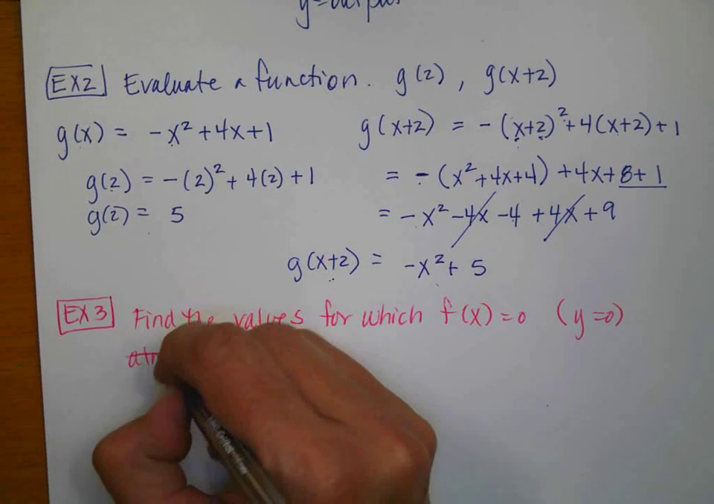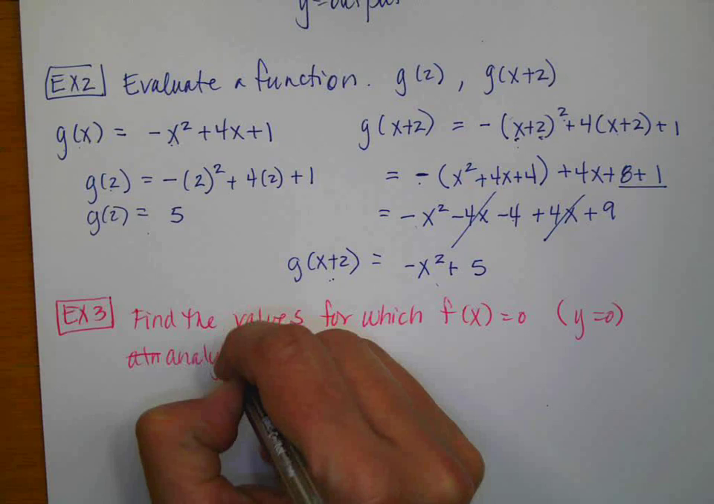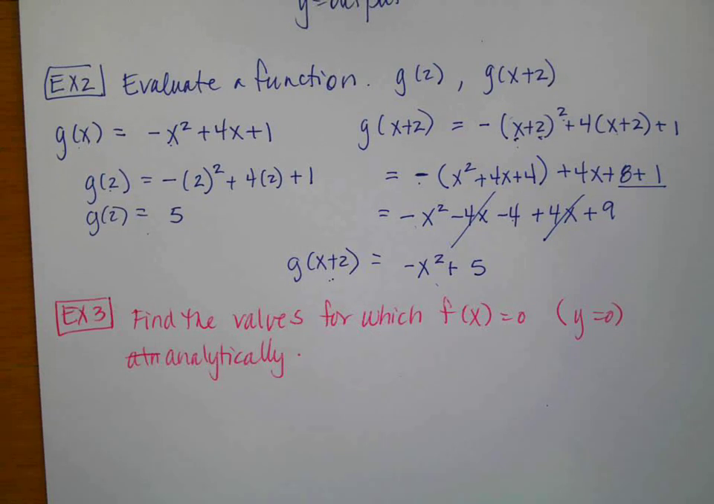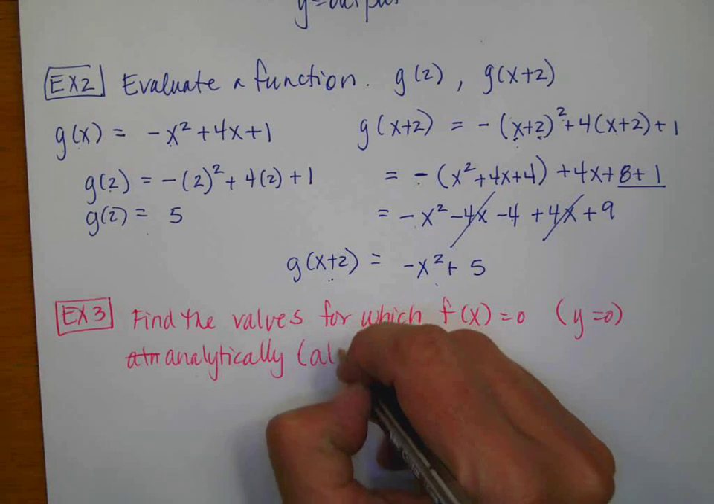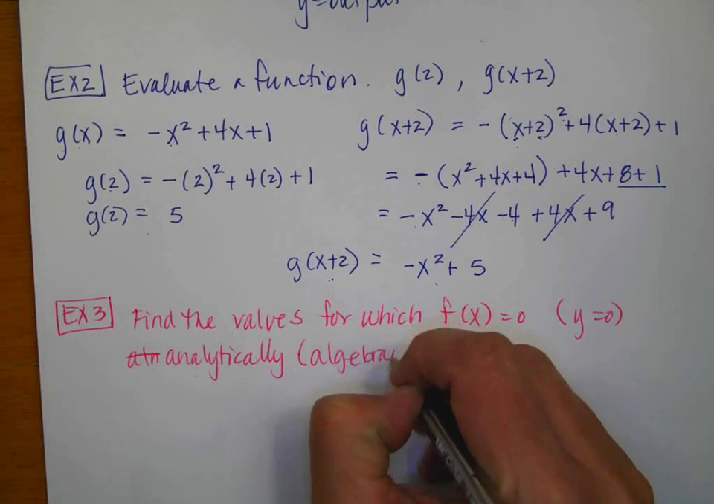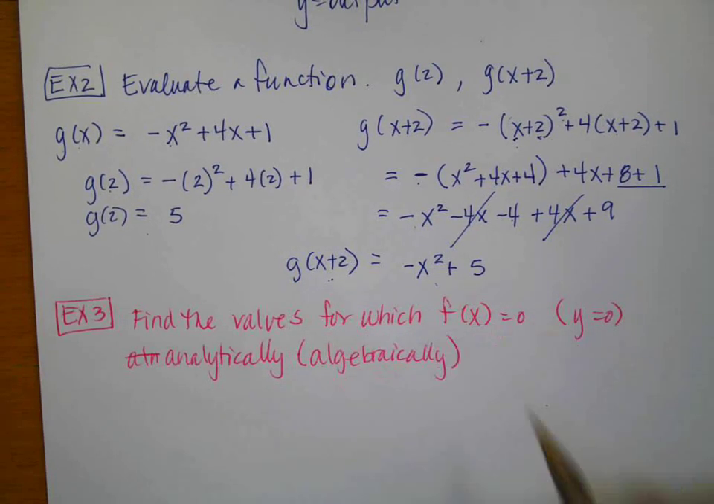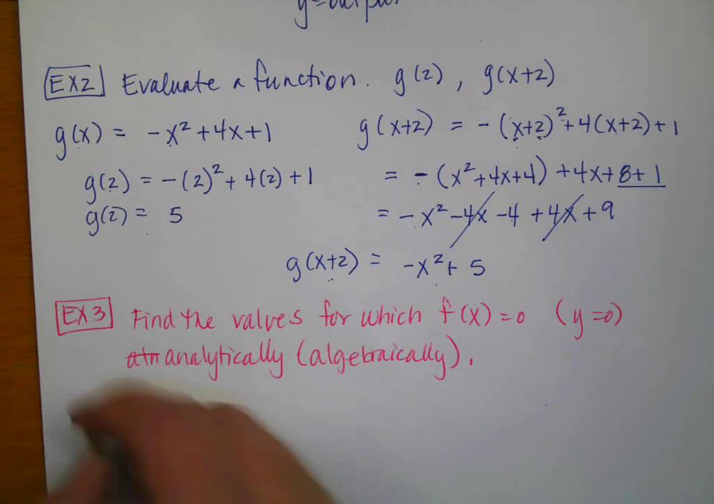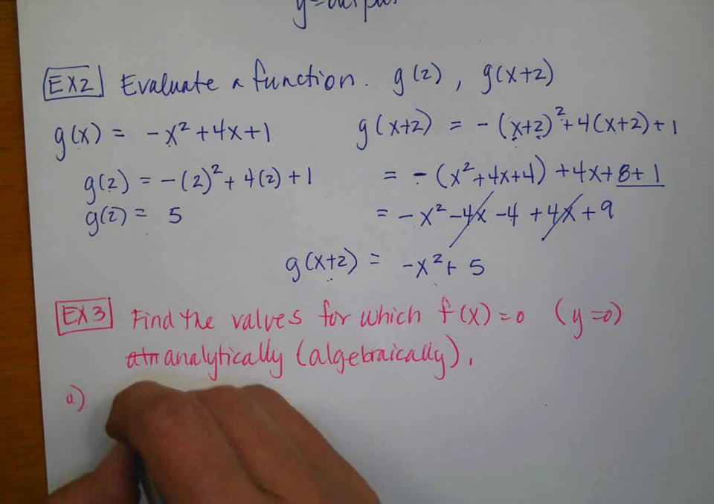Now I want to do this analytically. Oops, spelled that wrong. A-N-A-L-Y-T-I-C. There we go. Anytime you see the word analytically, that means you need to do this algebraically. That means you can't put it in your grapher and find it graphically. You have to do it by hand. We're going to do a couple of these.